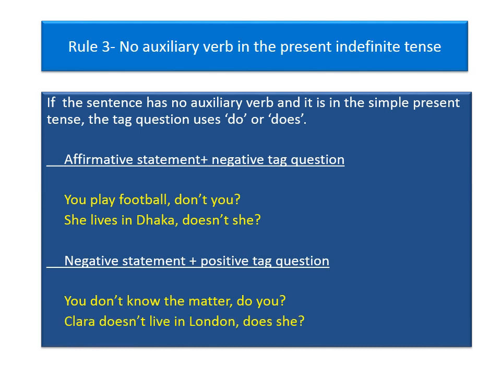For another example, Clara doesn't live in London. Does she? Yes, the tag will be does she, because in the statement the does auxiliary verb is used in the negative form, so it will take the affirmative form in the tag question, and she will be used as the pronoun of Clara in the subject of the tag question.